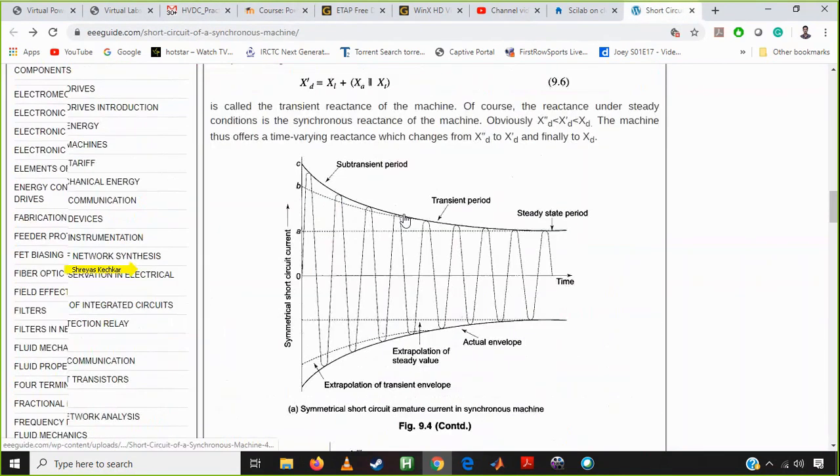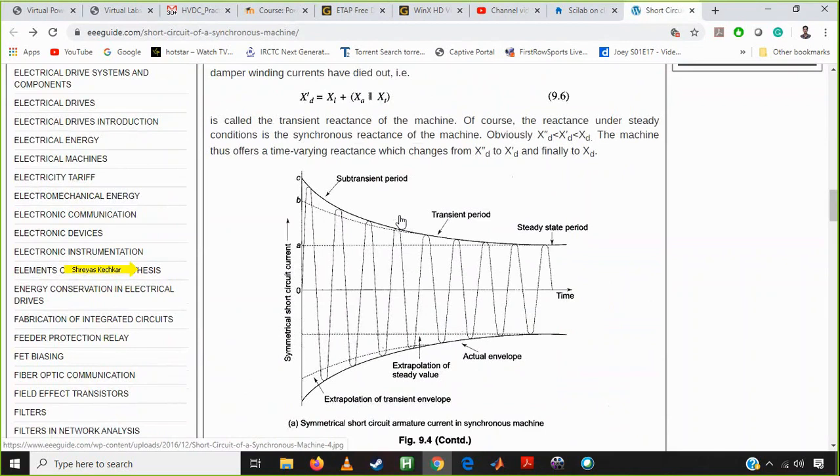This is a waveform of the symmetrical short circuit armature current in a synchronous machine. The y-axis is the symmetrical short circuit current, the x-axis is time, and this is the waveform of the current. We can see the subtransient period, transient period, and steady state period. In the subtransient period, we can calculate the subtransient reactance Xd double dash. Then the transient reactance Xd dash, and last the steady state reactance Xd.